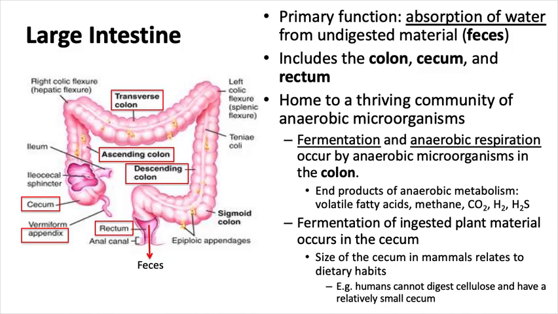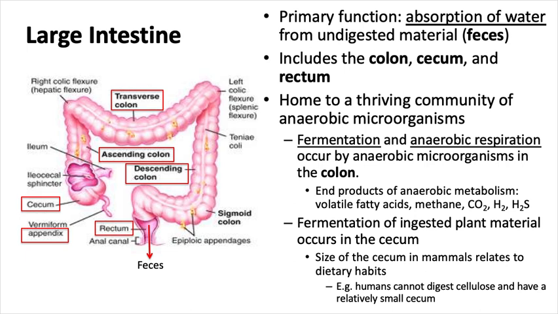In the large intestine, digestion has occurred to completion. And so now all that's left is to absorb all of the water, and then microbes are going to just have at the undigested material. So the large intestine includes everything from the cecum, the colon, the rectum, and the anus.